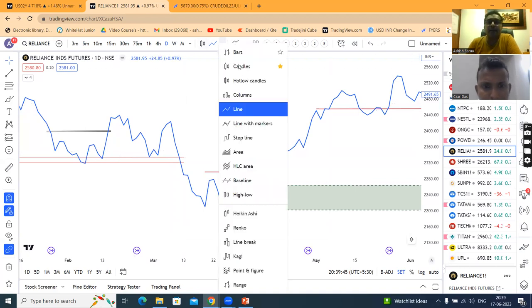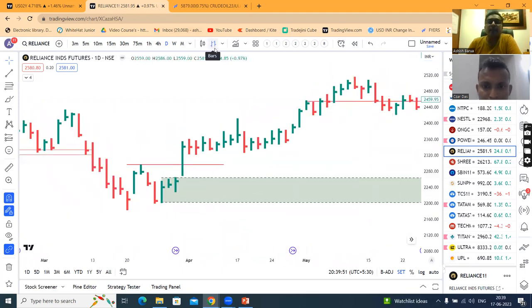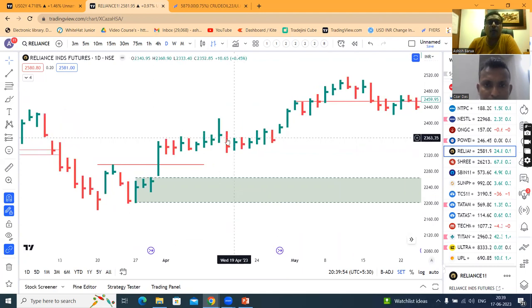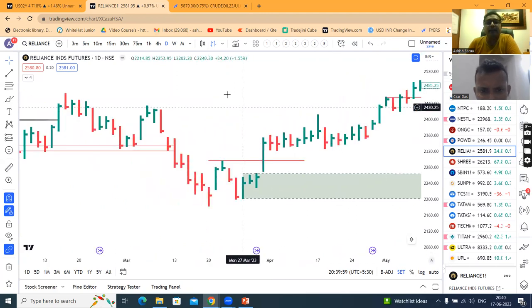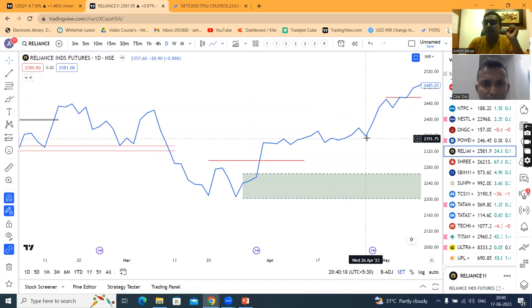Then comes our bar chart. Bar chart, same. Here it is capturing open, high, low, and close. But the presentation is like this. Earlier on the line chart, only the closing values are there. Means on 8th March, kya hua tha? The line chart will not tell. Only it will tell 8th March ko close there 2,223. 26th April ko kya hua tha? Only giving the closing price. No other information in line chart.